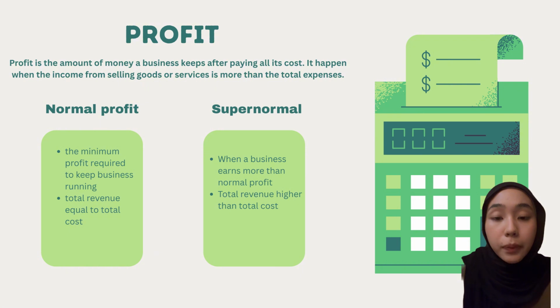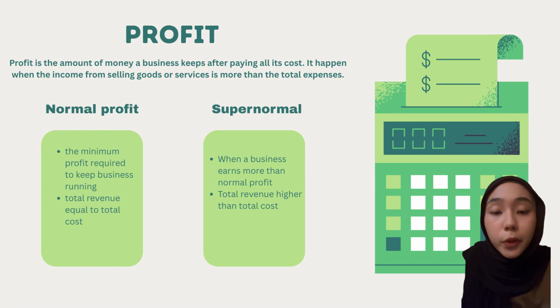Profit is the amount of money a business keeps after paying all its costs. There are two types of profit, which are normal profit and supernormal profit. Normal profit is the minimum profit that a business needs to survive. It happens when total revenue is equal to total cost. Supernormal profit is when a business earns more than normal profit. It means total revenue is higher than total cost.